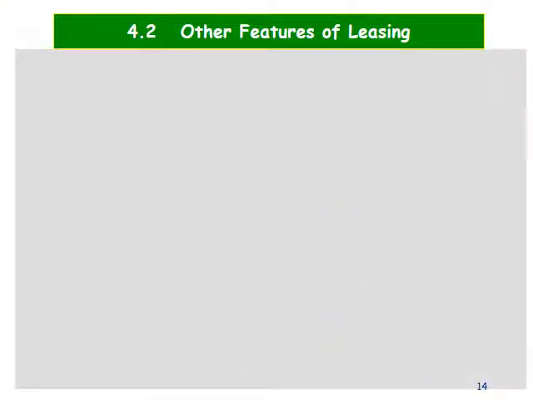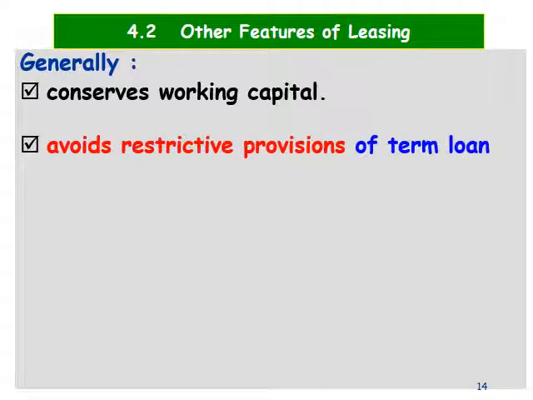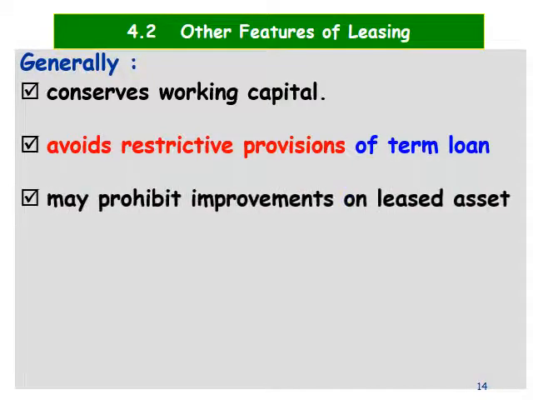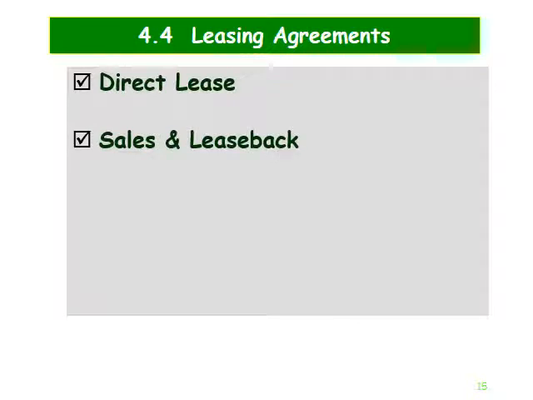Other features of leasing: generally to conserve working capital, and it avoids restrictive covenants, the restrictive provisions of a term loan, which may prohibit improvement on leased assets. Lease agreements can be direct lease, sales and leaseback, or leveraged.